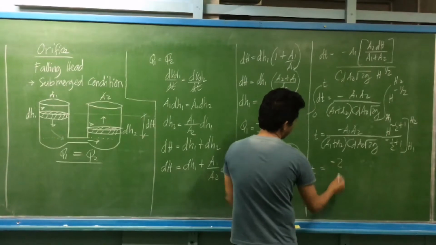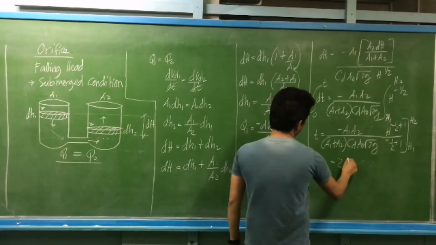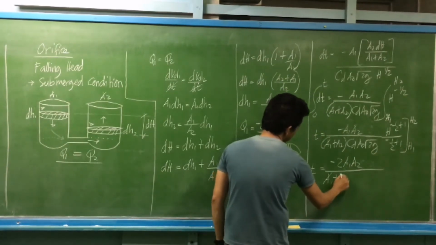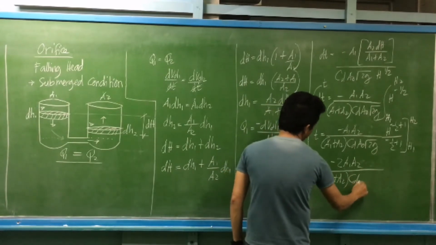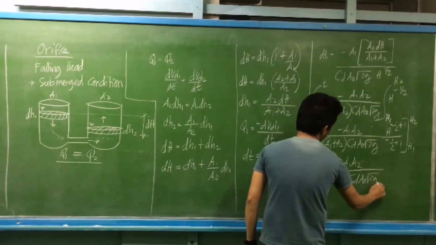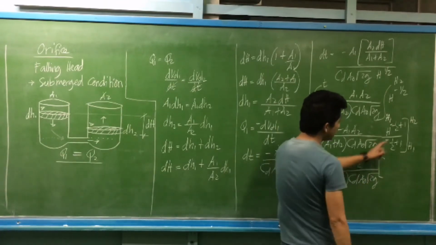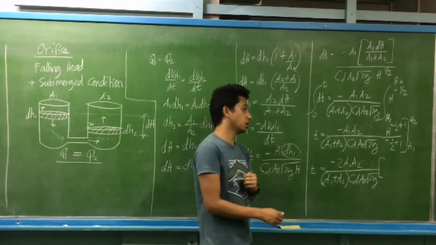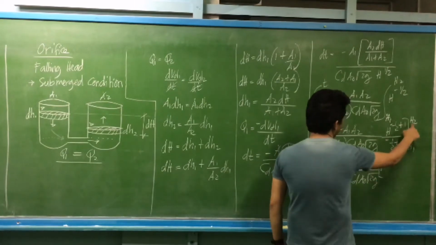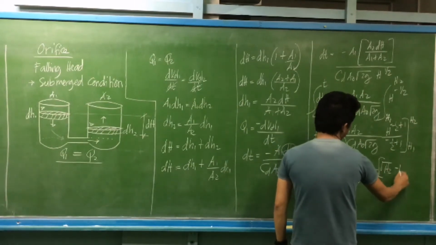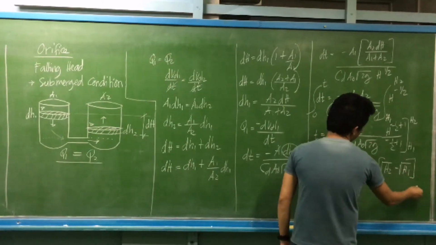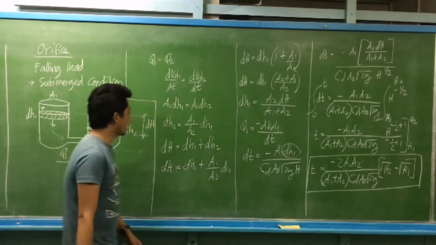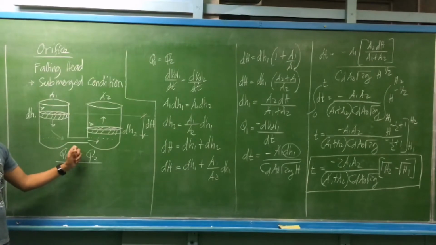So ilalagay ko na lang siya dito, we have negative 2 area 1 times area 2, divided by area 1 plus area 2, we have C sub D, area of the orifice, the square root of 2g. So this is multiplied by, negative 1 half plus 1 is positive 1 half, and raised to 1 half is the same as square root. That is the square root of the upper limit, h sub 2, minus the square root of the lower limit, h sub 1. So ito naman yung formula if we have a submerged condition or if we are dealing with the fluid flow from one tank to the other tank through an orifice.